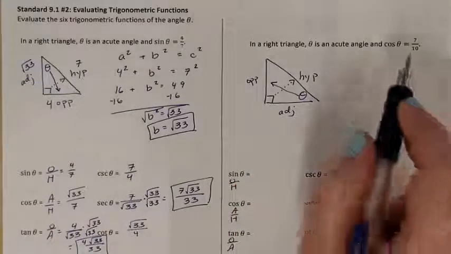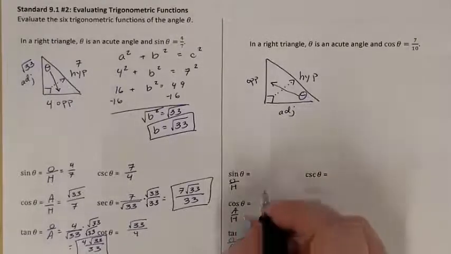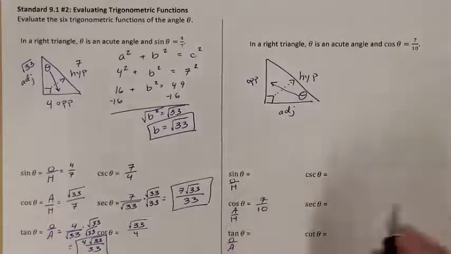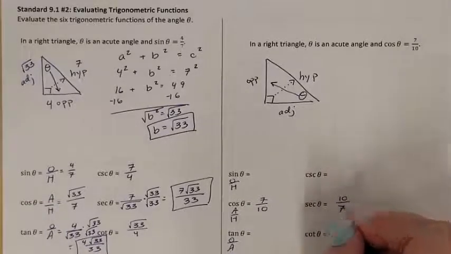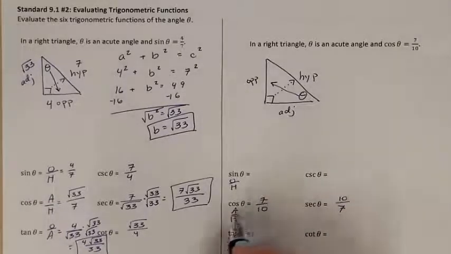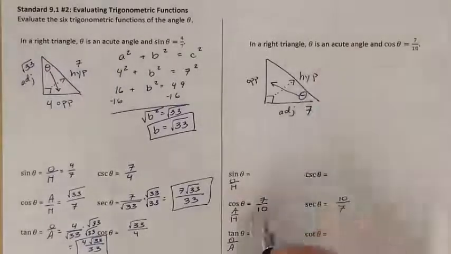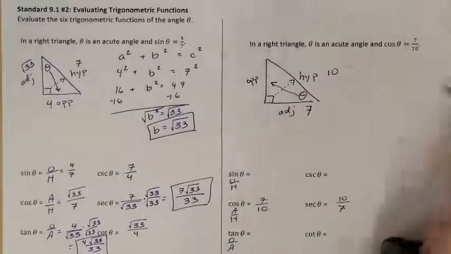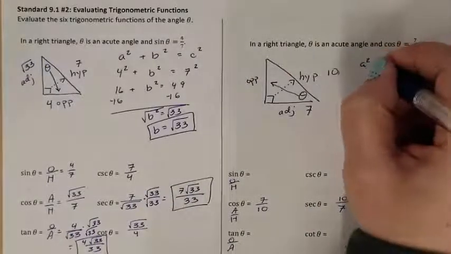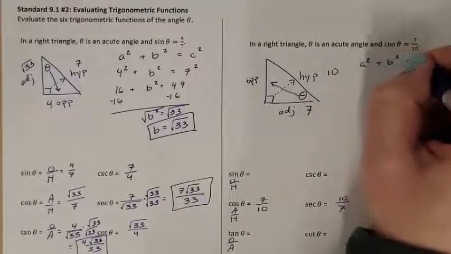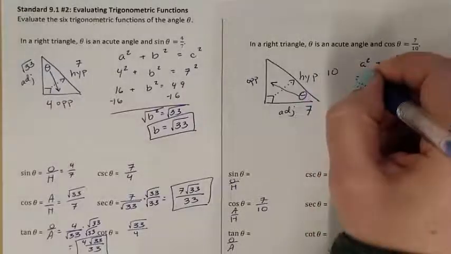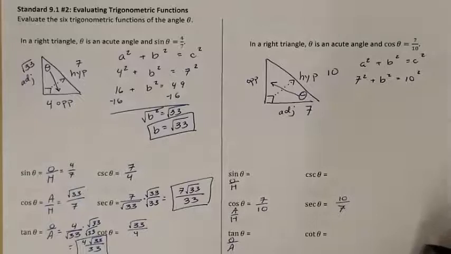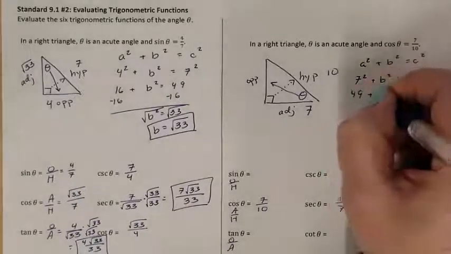So I have SOHCAHTOA, and they gave me cosine. So here's my cosine. Cosine is 7 over 10. Well, if I know cosine, I immediately know secant, so that's 10 over 7. I also know then the 7 was my adjacent, so it's a 7, and the 10 was my hypotenuse, so here's my 10. I need this opposite. So I need to do a squared plus b squared equals c squared. I know one of the legs, and I know the hypotenuse. So now I need to solve for the other leg. So let's go ahead and solve.